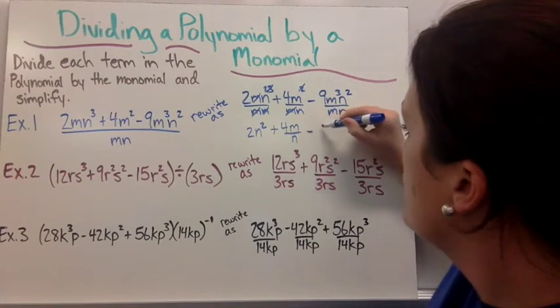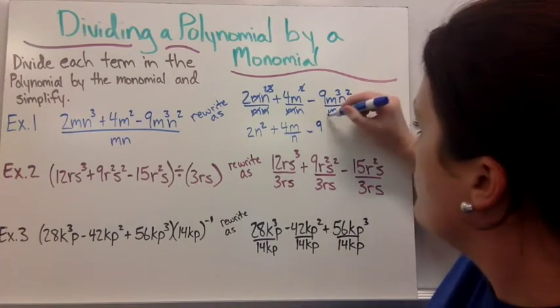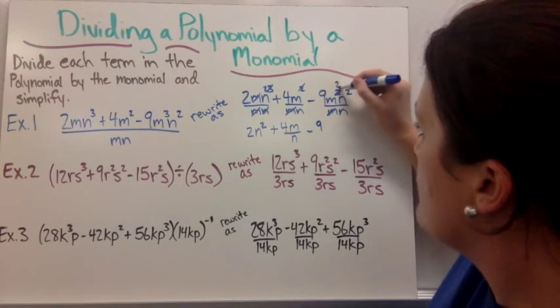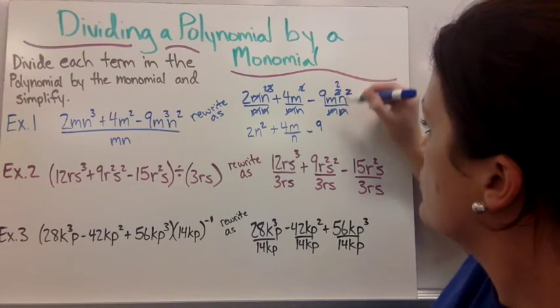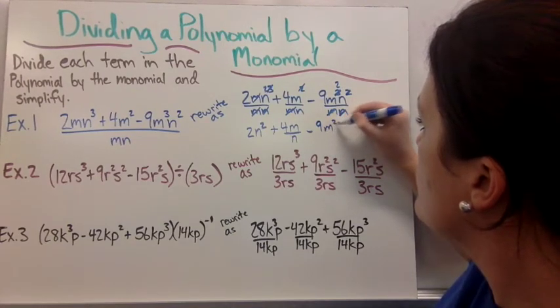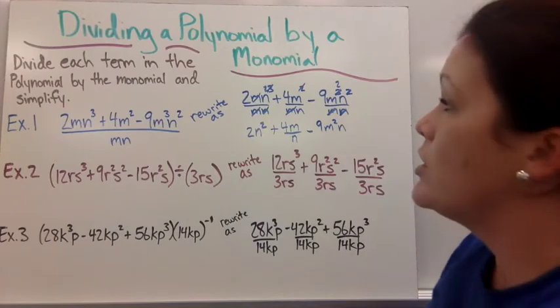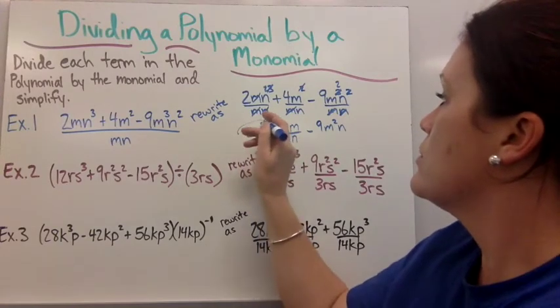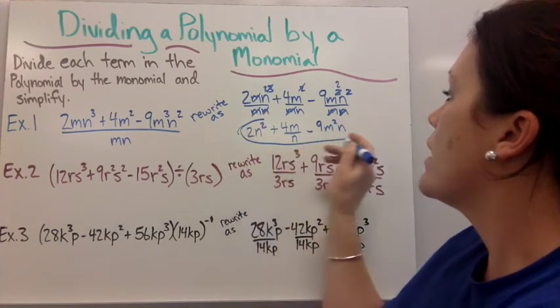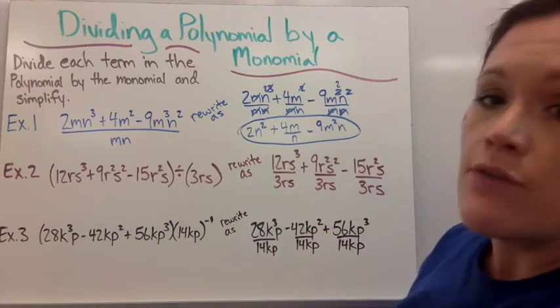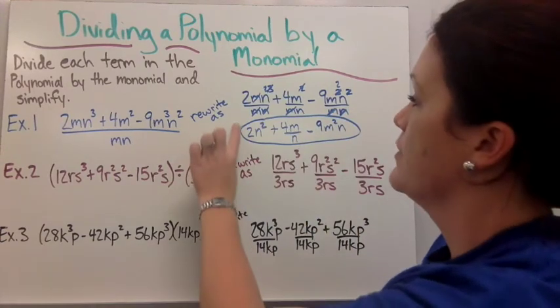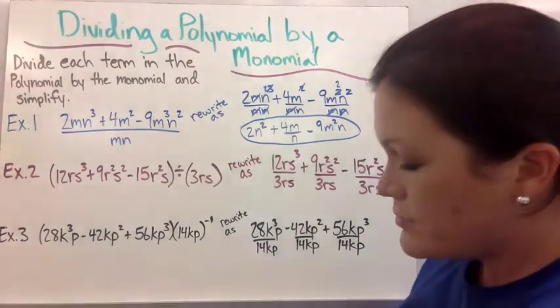Minus 9, the m would cancel one of these out, so you're left with 2, and n would cancel 1 out, so you have m squared n left over. And that would be your simplified form, because we're not solving anything. But that is the answer.